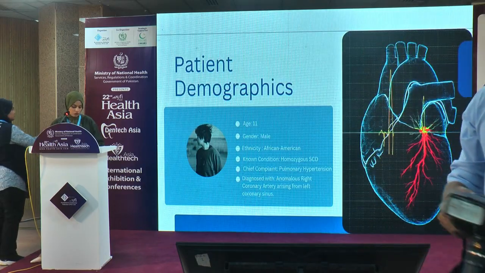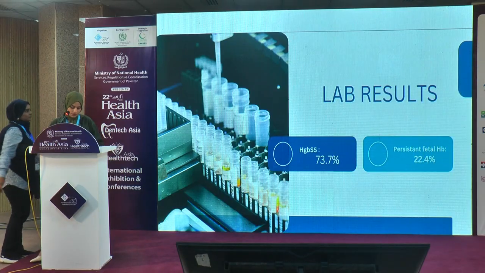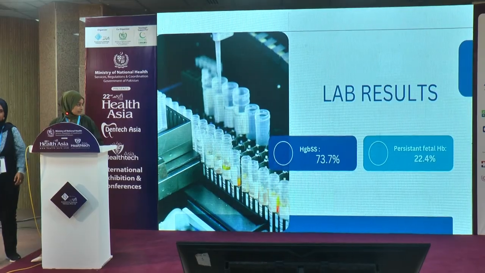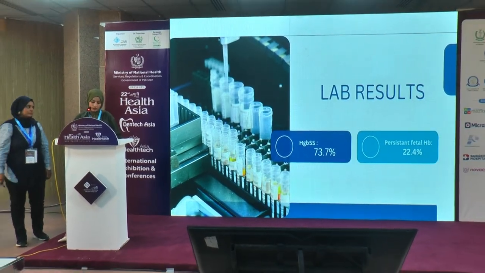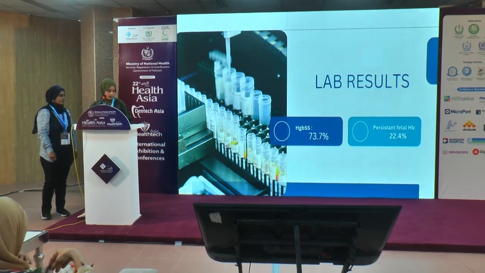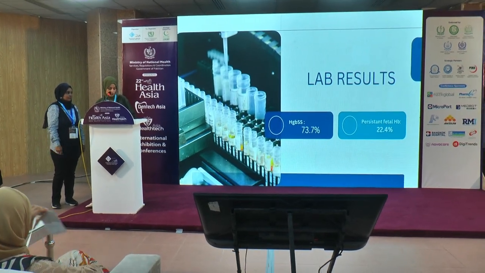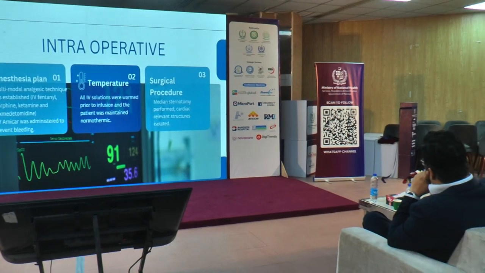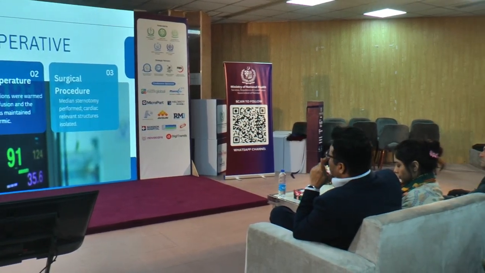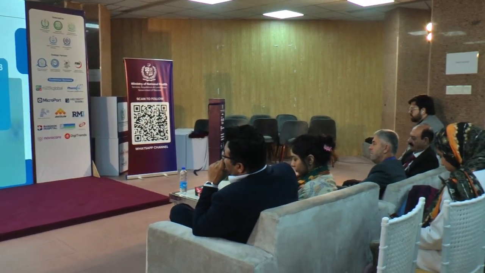Moving on to the next slide, the slide shows the pre-op lab results where we can clearly see the increased levels of sickled hemoglobin, about 73.7%, and 22.4% of fetal hemoglobin. Moving forward, let's proceed to the intraoperative phase.